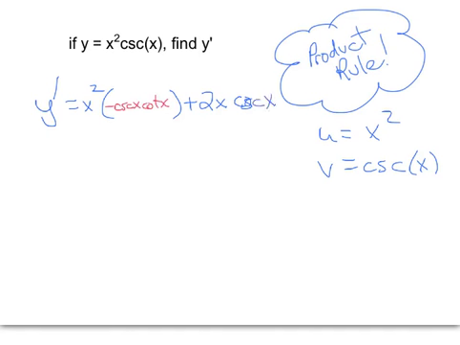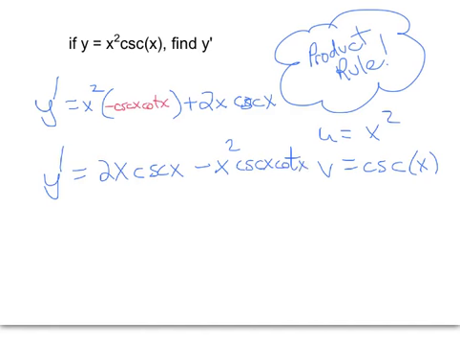So you could leave your answer like that, or you could write y prime equals 2x cosecant x minus x squared cosecant x cotangent x. It just looks a little nicer without having that minus sign out front. That's why I switched the terms around, and then I put that minus sign out front of the x squared. So on a multiple choice test, they might have this answer sitting there. All right, let's move on.